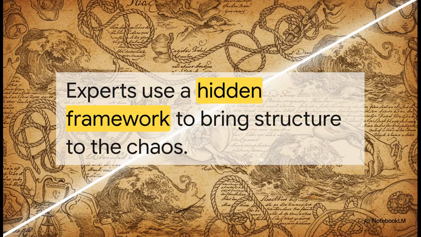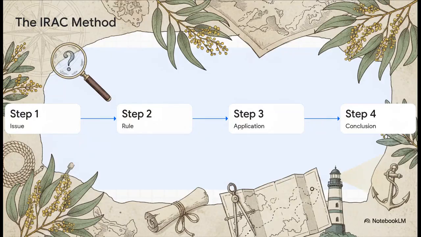But what if I told you there's a simple, four-step mental model that can cut right through all that chaos? A way to structure your thinking that helps you see things clearly and make a much more persuasive case for your ideas. It's called the IRAC method. That stands for issue, rule, application, and conclusion.